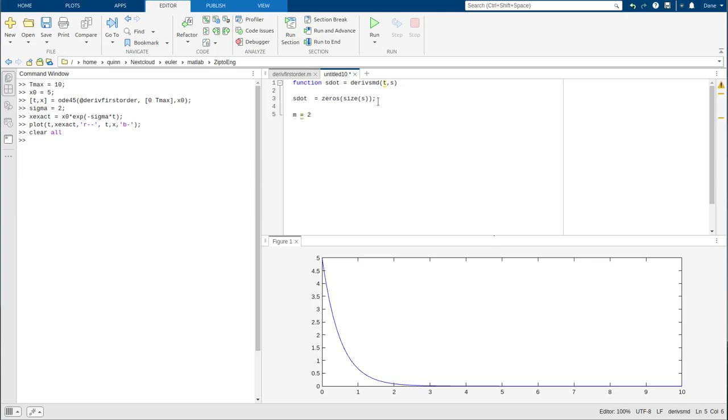Some parameters. Let M be equal to 2. B, let's choose that to be 1. K, the stiffness, 32. Why did I choose these? I just did.